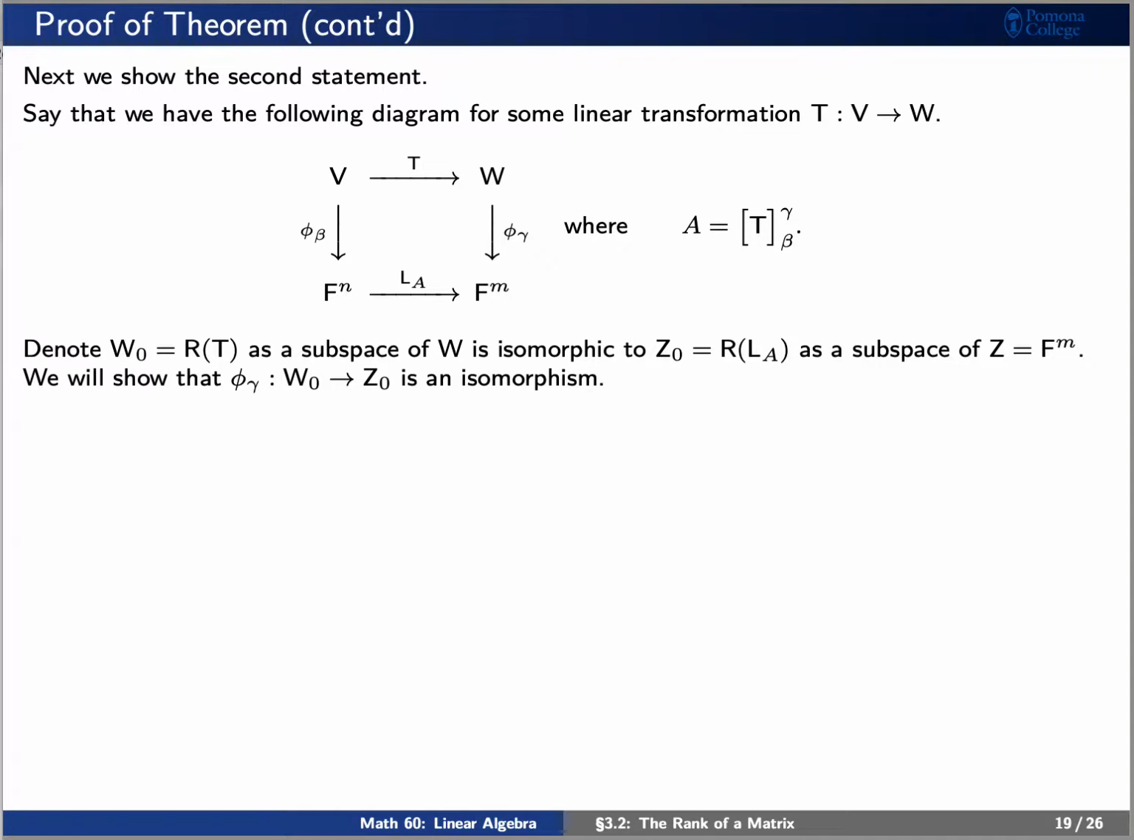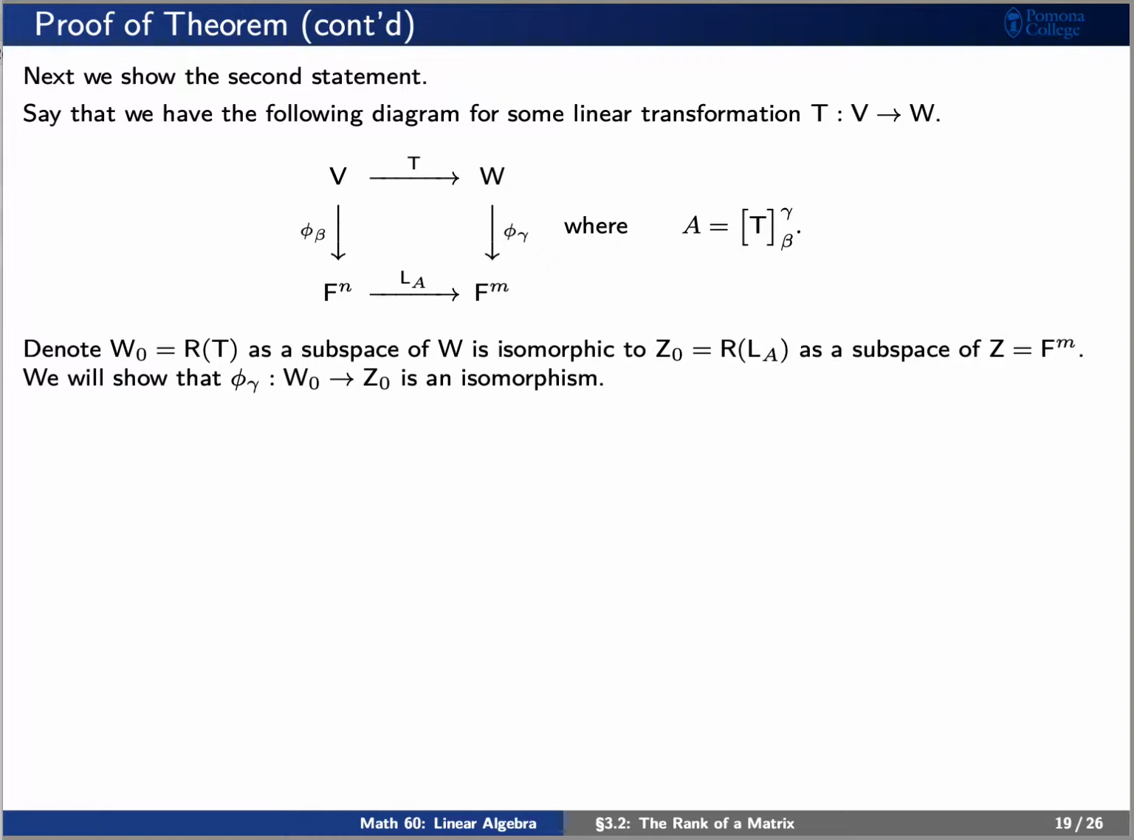Let's denote W0 as the range of T. This is a subspace of W. This will be a subset of the upper right-hand corner of this diagram. We'll also denote Z sub 0 as the range of the left multiplication transformation. This will be a subset of the lower right-hand column, the F to the M, which we'll also denote by Z.